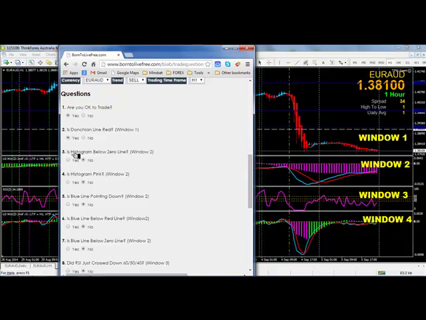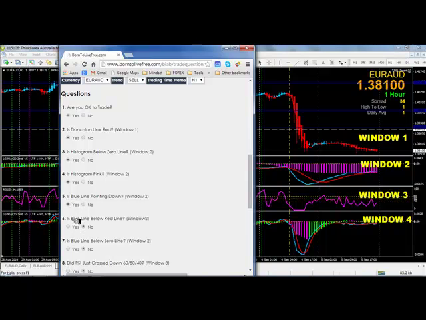Question 3. Is the histogram below the 0 line in window 2? Yes. Question 4. Is the histogram pink in window 2? Yes. Question 5. Is the blue line pointing down in window 2? Yes.